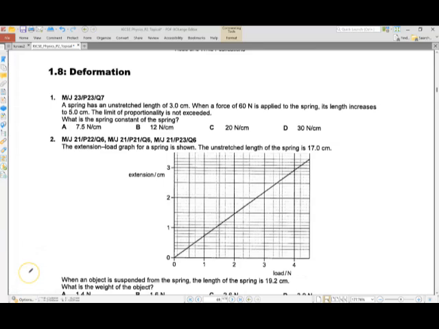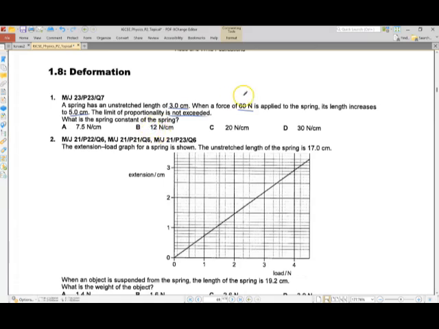Question number 1. The spring has an unstretched length of 3 centimeters. When a force of 60 Newton is applied to the spring, its length increases to 5 centimeters. The limit of proportionality is not exceeded. What is the spring constant of the spring? Okay.